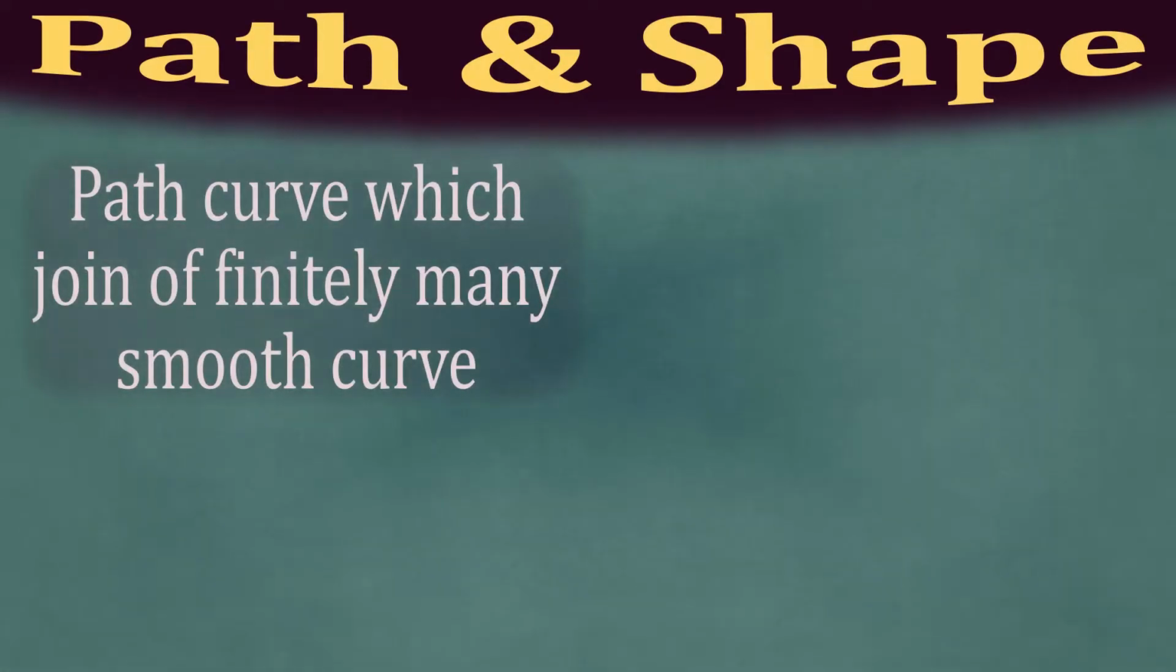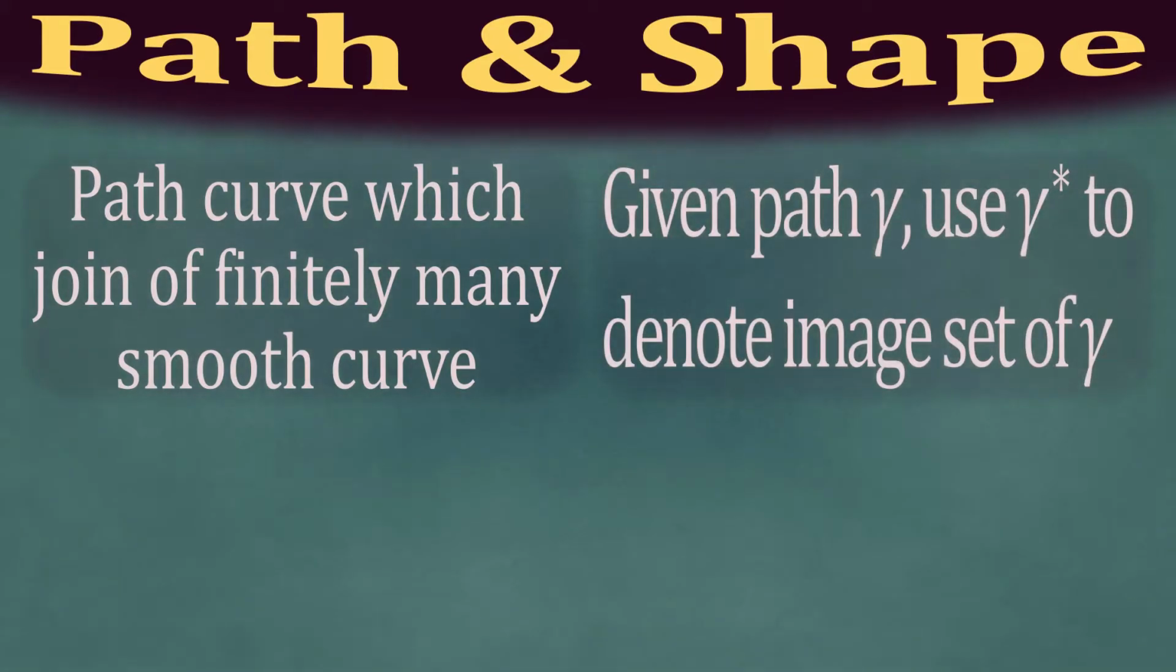Next, let's define a path and a shape. A path is a curve which is the join of finitely many smooth curves. Given a path gamma, we also use gamma star to denote the image set of gamma.